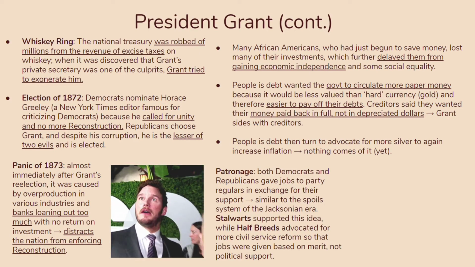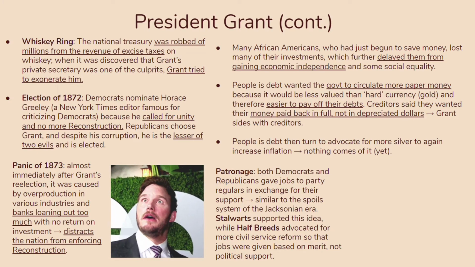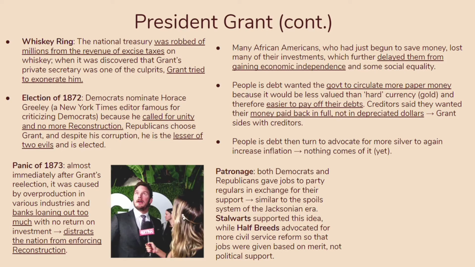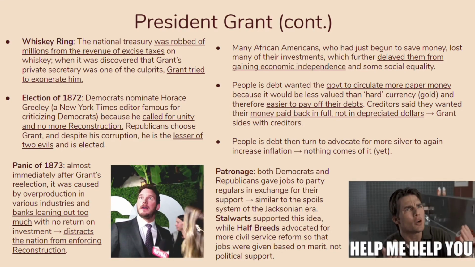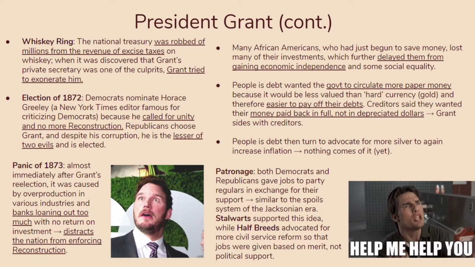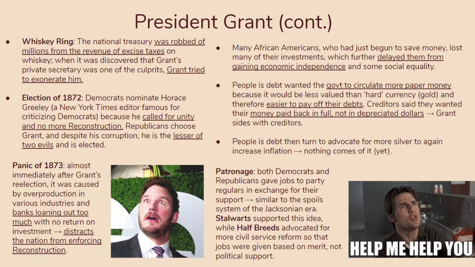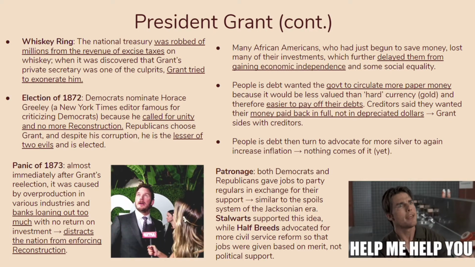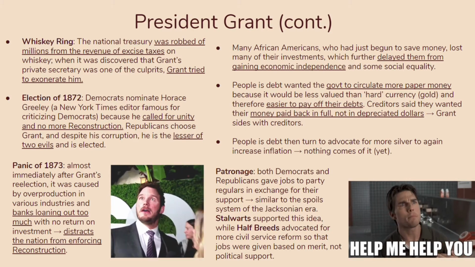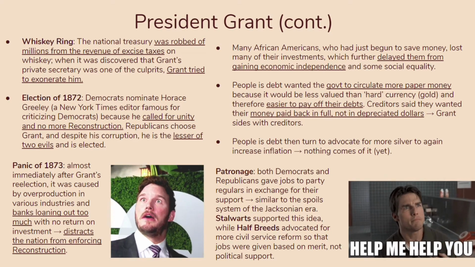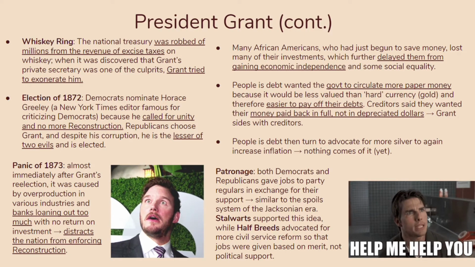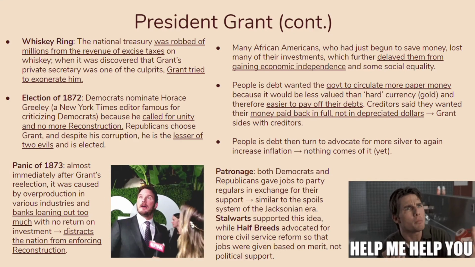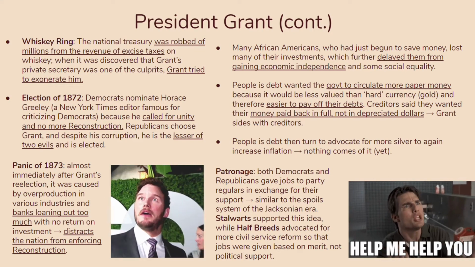And finally, last important idea you need to know about under Grant's administration is patronage. Essentially, both Democrats and Republicans gave jobs to party regulars in exchange for their political support. So this is really similar to the spoils system during the Jacksonian era. If you remember, Jackson would give his political supporters positions in public office. And keep in mind, his supporters were from the West, they were often uneducated, and they were being put in positions of power. So they were unqualified, and in general, they didn't really know how to participate in a government. So this led to overall an inefficient and an ineffective government system.